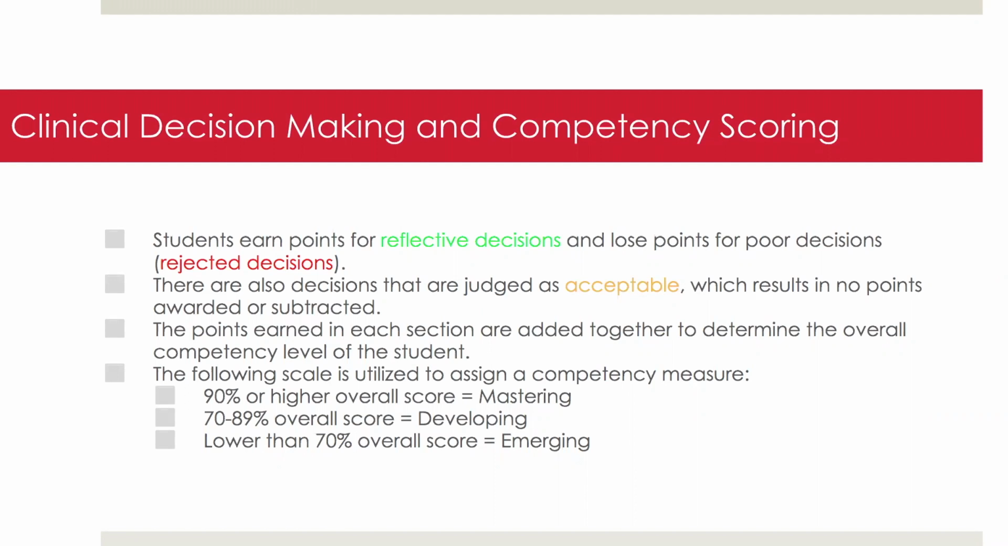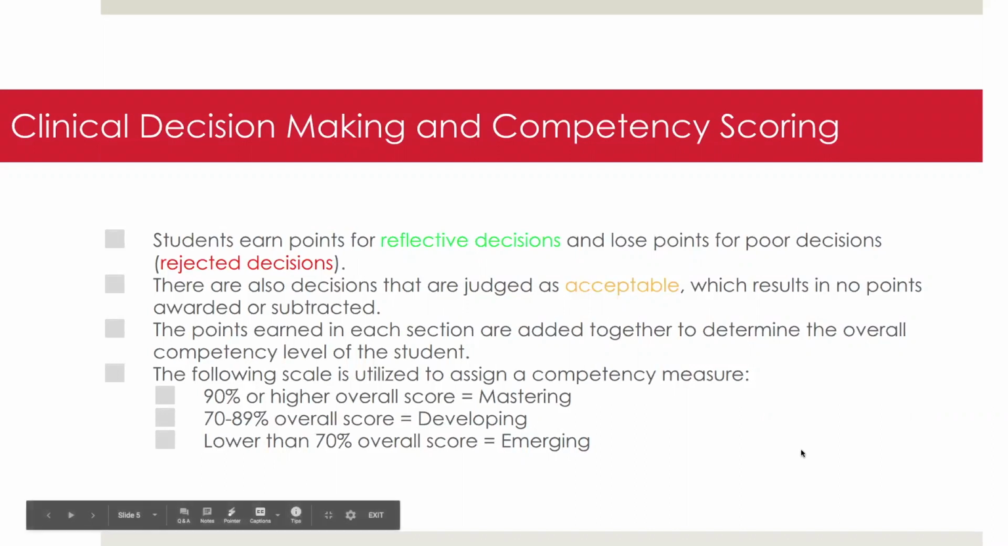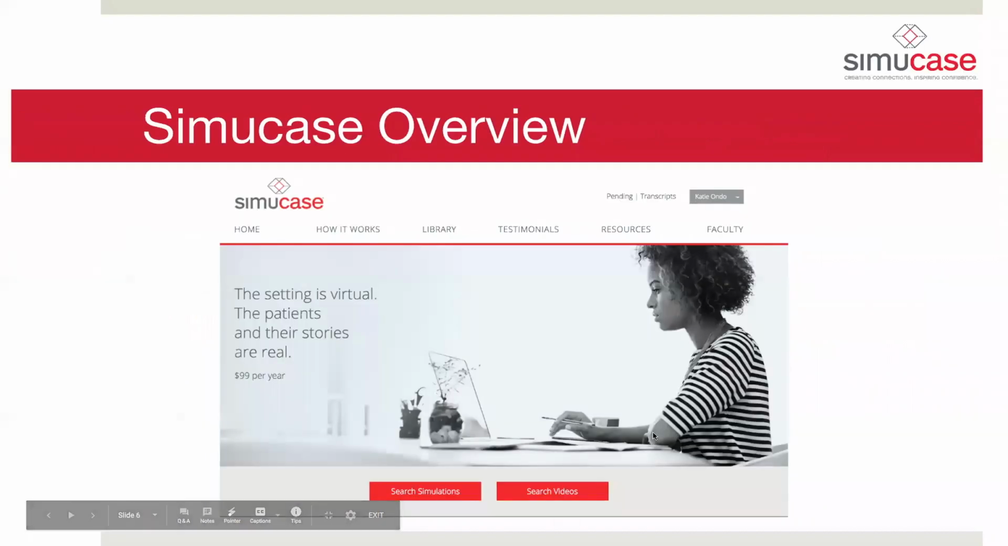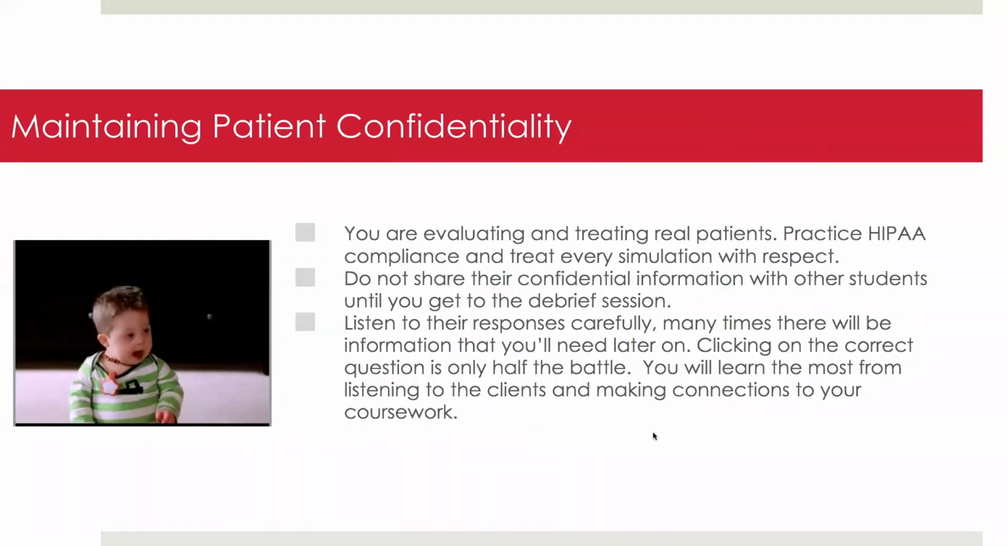There are also decisions within the simulations that are just acceptable. These will result in no points lost, but no points will be awarded. And I will show you examples of things that are just acceptable when we do the demonstration. The points earned in each section are added together, and that will determine your overall competency level. 90% or higher is a mastery level, 70 to 89% is a developing level, and anything 70% or lower is an emerging competency.